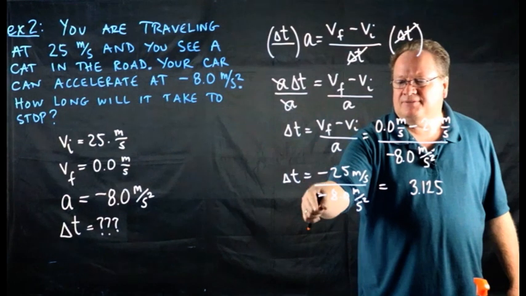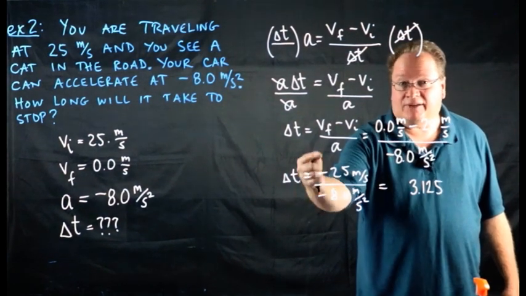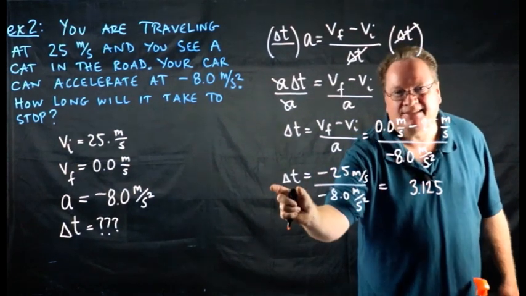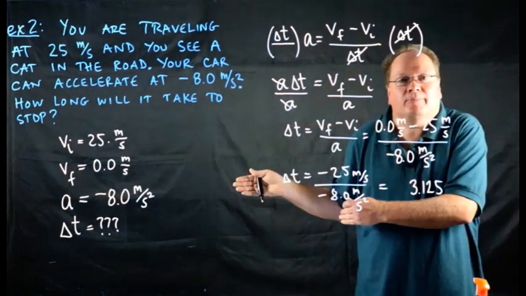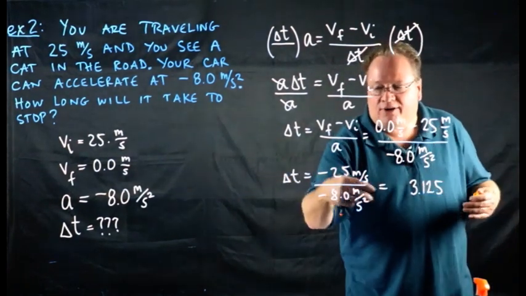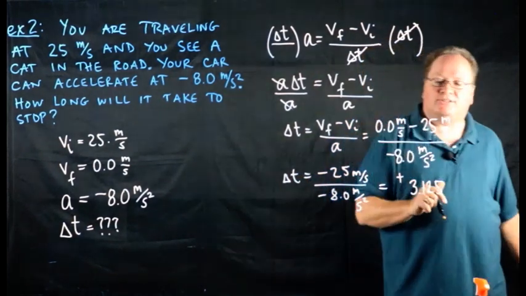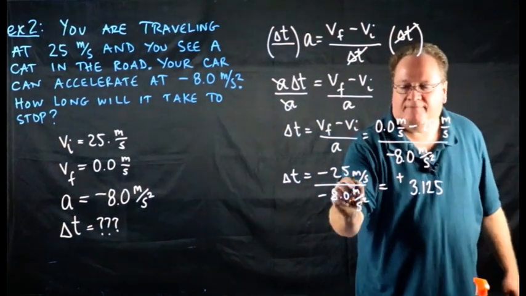Positive or negative? Well, if I have a negative divided by another negative, they'll cancel each other out, and this should be positive, which makes sense. Delta t can't be negative. You can't go back in time, all right? You can only go forward in time, and so it's going to be positive 3.125. We'll get to the sig figs in a minute.